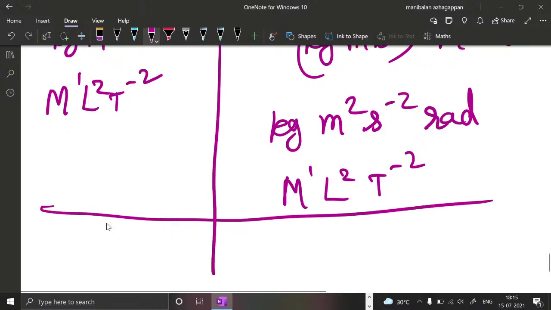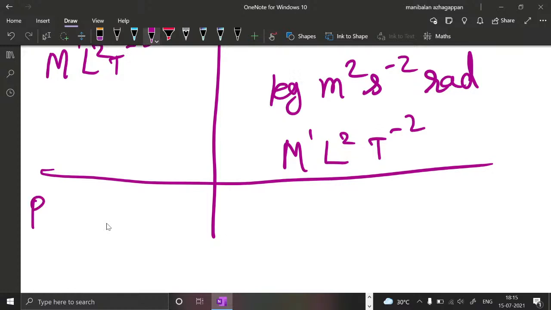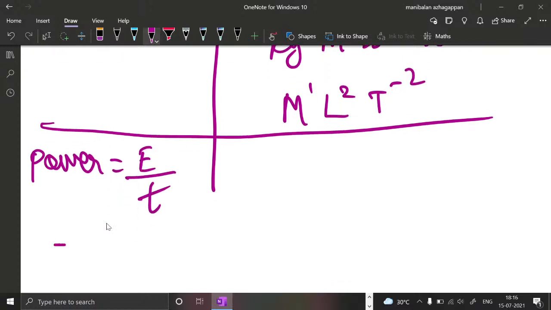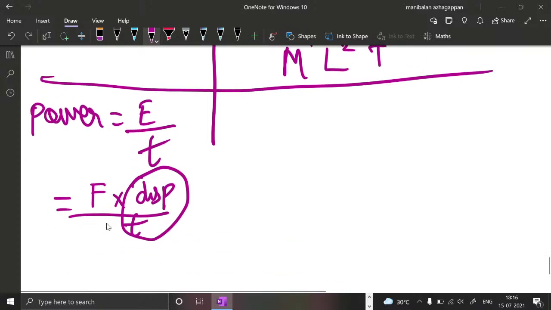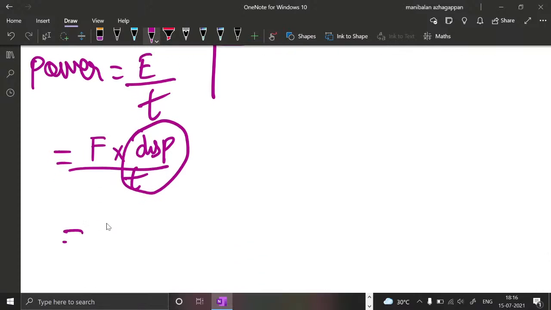Okay, the next one, power. Power is equal to energy by time. So energy by time, energy we know is force into perpendicular distance, divided by time. Distance by time we can take as velocity. So power is not only energy by time, force into velocity is also the power.